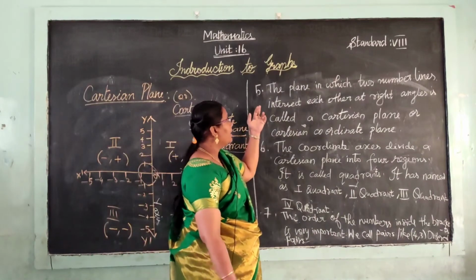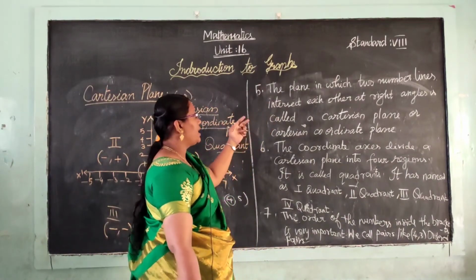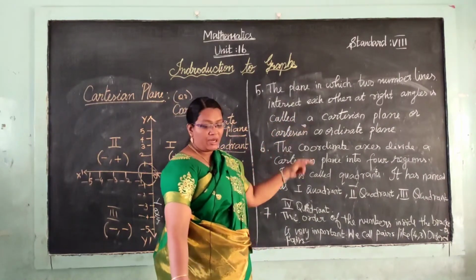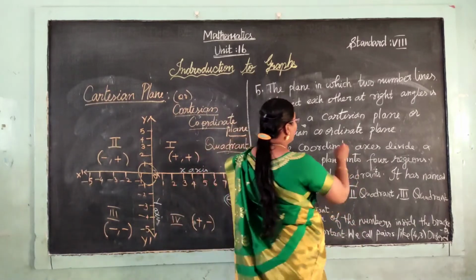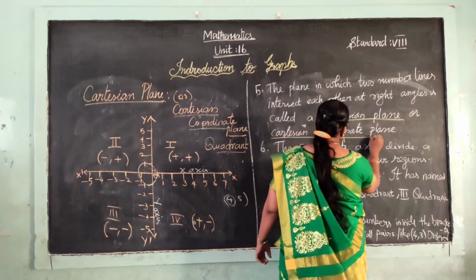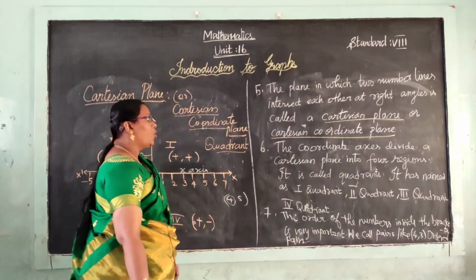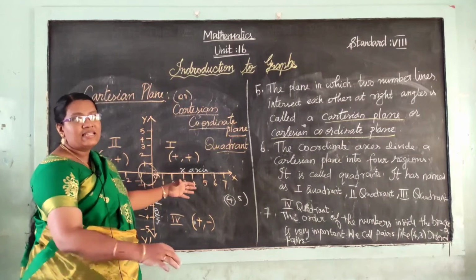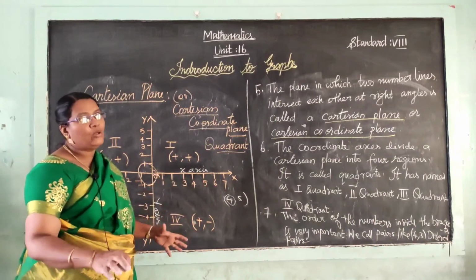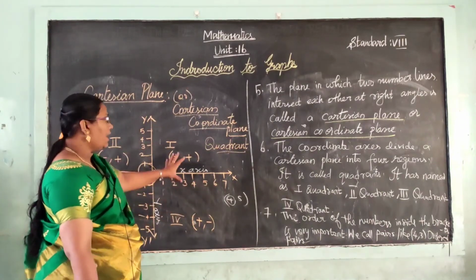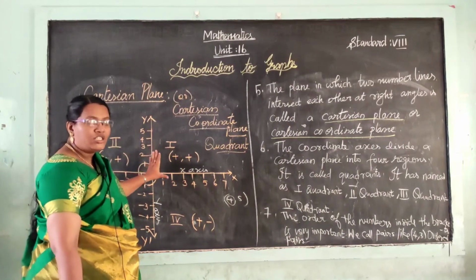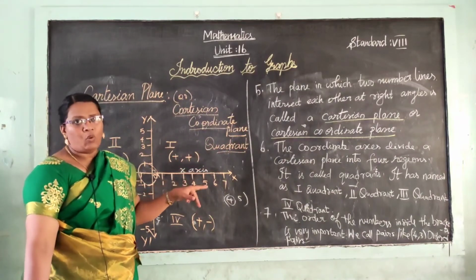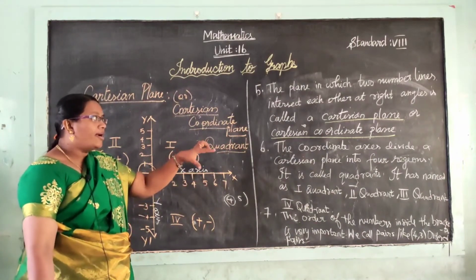The plane in which two lines intersect each other at a right angle is called the Cartesian plane, or Cartesian coordinate plane. So when two number lines intersect at 90 degrees, perpendicular to each other, that plane is called the Cartesian plane or Cartesian coordinate plane. Why do we call it coordinate? It has two points, x and y, so it's called the coordinate plane.